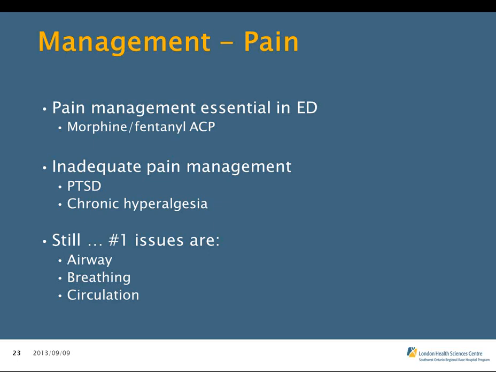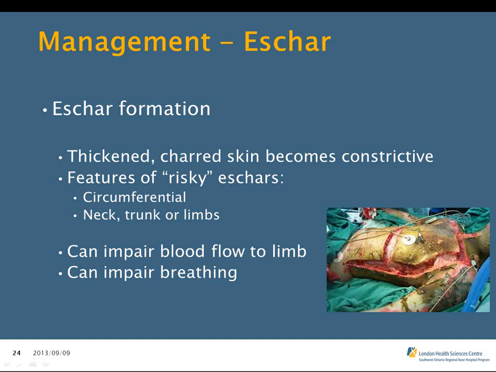We had discussed briefly earlier about eschar formation and what that actually was. Essentially, in patients with significant burns, they can have this thickened, charred skin. If that is circumferential, around the neck, the trunk, or on the limbs, this can certainly impair blood flow and make breathing more difficult. What you see in this picture is a patient with significant eschar to almost the entire upper body, and at the emergency department they performed what is called an escharotomy to release the tension on all of that skin so that breathing can be normal and blood flow is returned to the extremities.